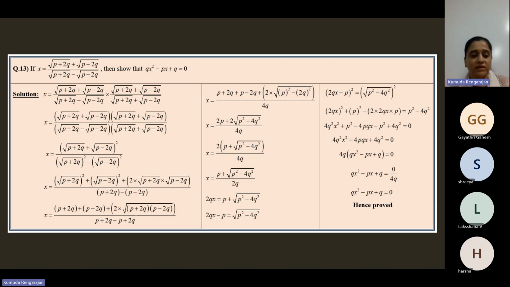So that's about this. Square root of A into square root of B, square root of A into B, okay? And in the denominator, open the bracket. So P plus 2Q, minus P plus 2Q. Open the second bracket. Open this bracket and open this one also. When you open this bracket, it will be minus P plus 2Q. Right?